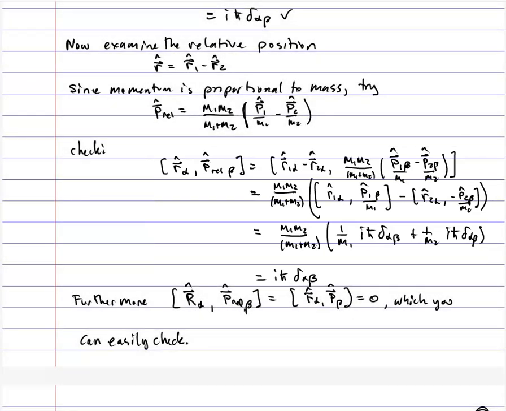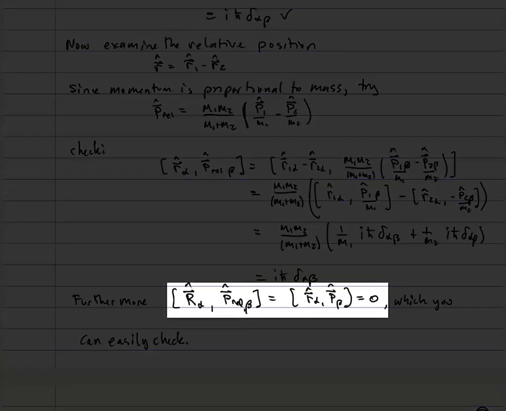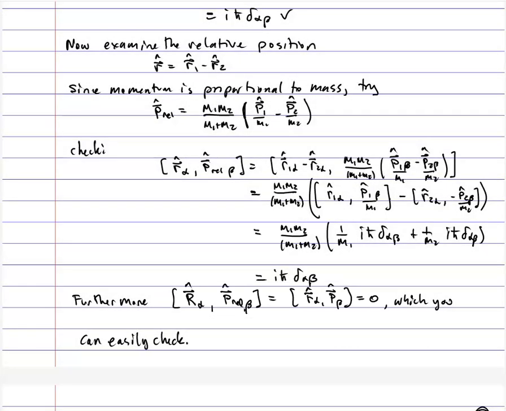Now, in order for this to really be a separation of variables, we need to actually check that the average position commutes with the relative momentum and that the relative position commutes with the average momentum. You can go ahead and easily check that that holds with the definitions that we have done. I'm not going to show that algebra to you separately.